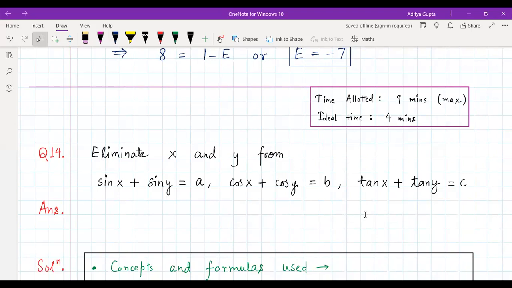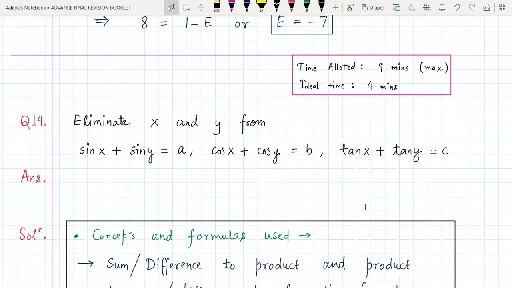So the equations are sin x plus sin y is equal to a, cos x plus cos y is equal to b, and tan x plus tan y is equal to c. So maximum time allotted for this question would be 9 minutes, and ideally you should try to do it within 4 minutes. So you can give the question a try, pause the video, and then return back to have a look at the solution. So I hope you all have tried. Now let's see how to solve the question itself.